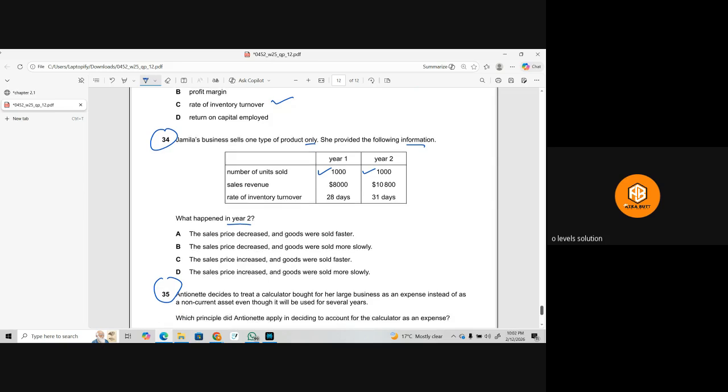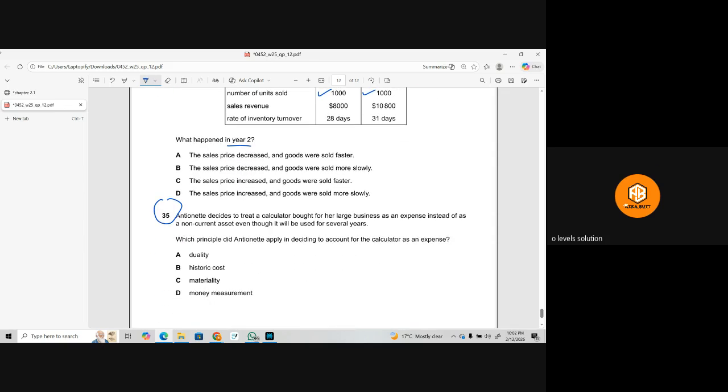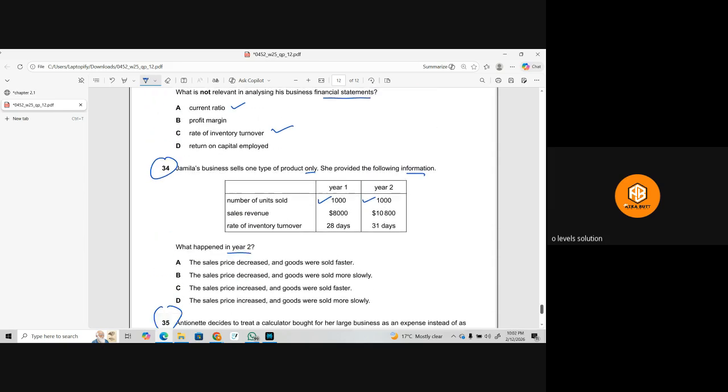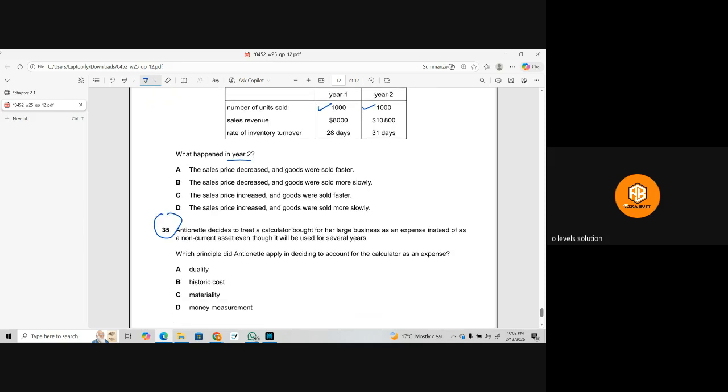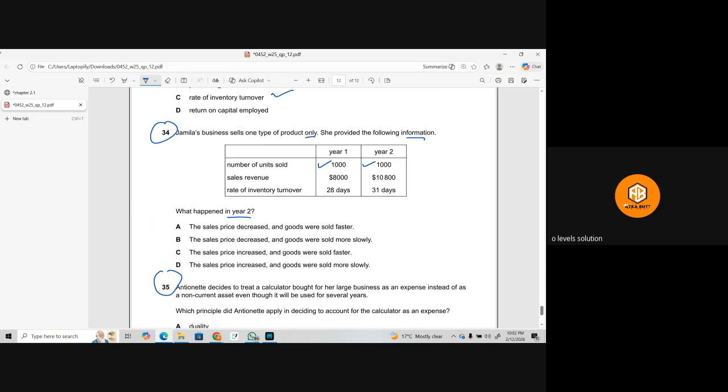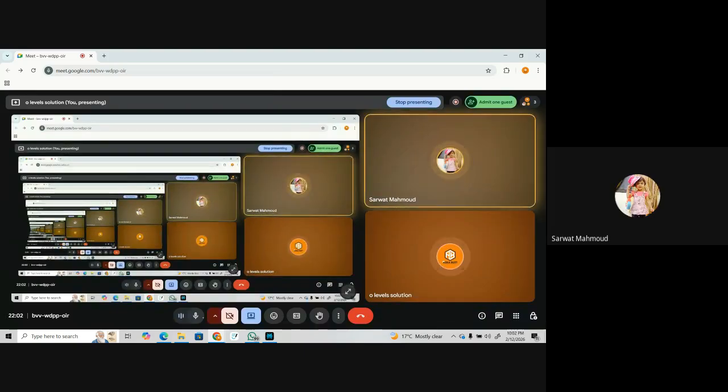If maybe you can solve this, it's good because the student just wants to join. So maybe if you can do these two questions, you can do that. If not, I'll let you know on WhatsApp. Okay, I'll try.